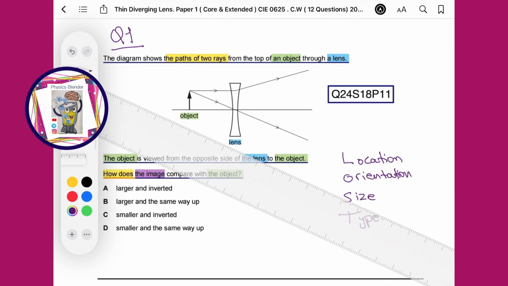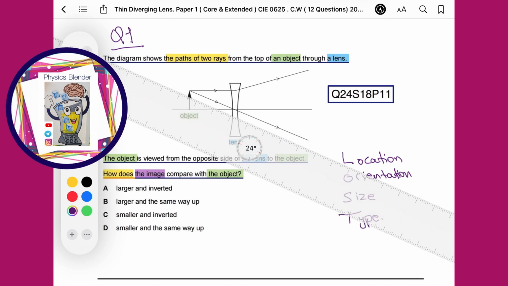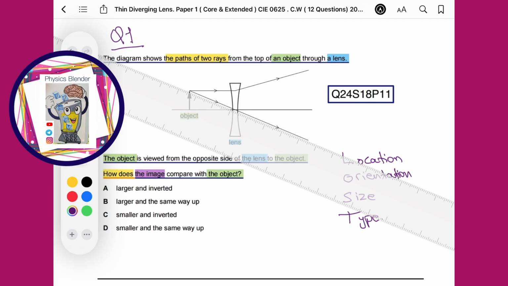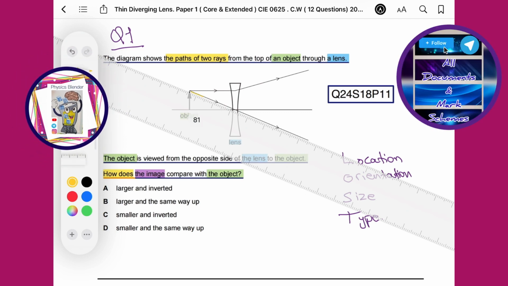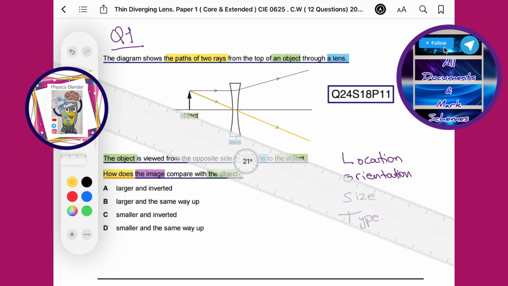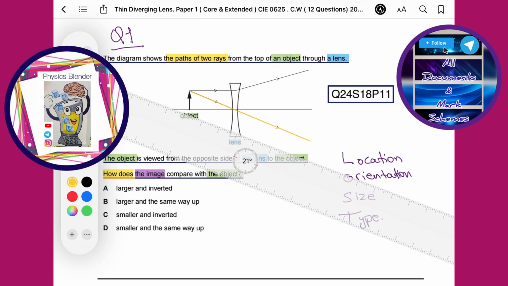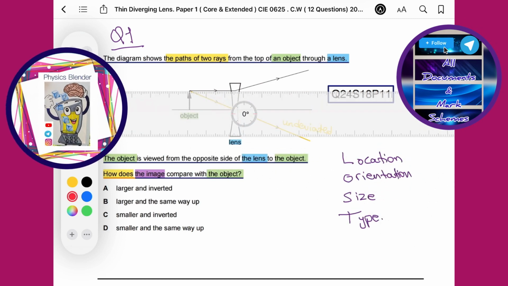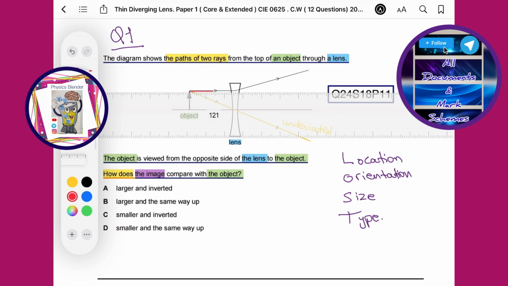Here we have standard rays. The first one passing through the optical center will be undeviated. So this light ray is common between converging and diverging lenses. Any light ray passing through the optical center will be undeviated. So this one, undeviated. Okay? The second ray is parallel to the principal axis.